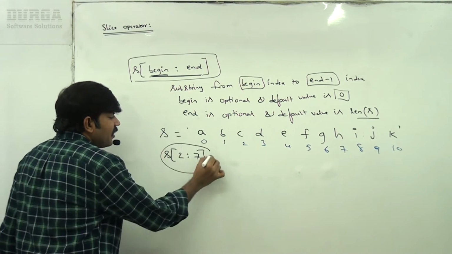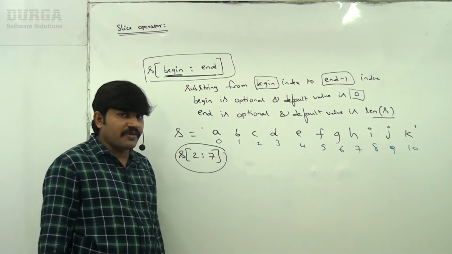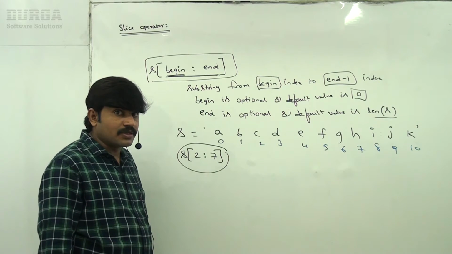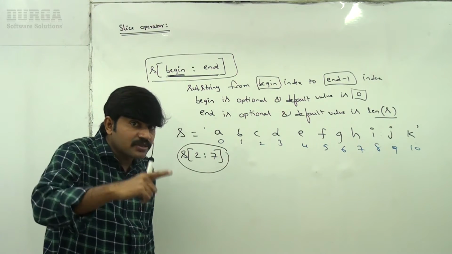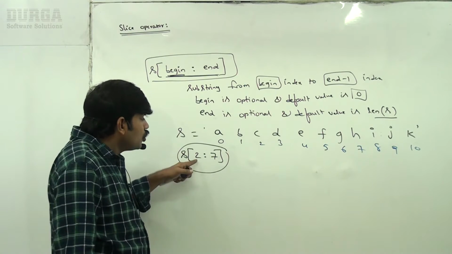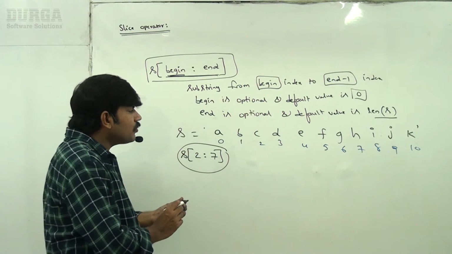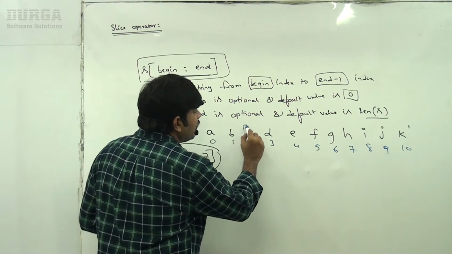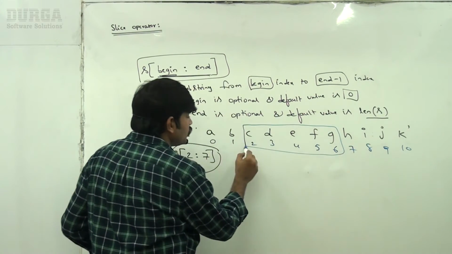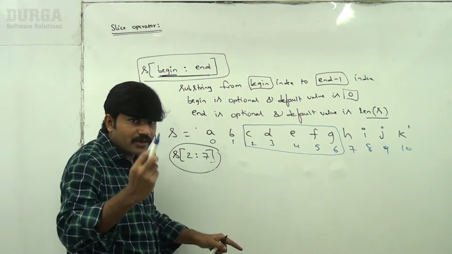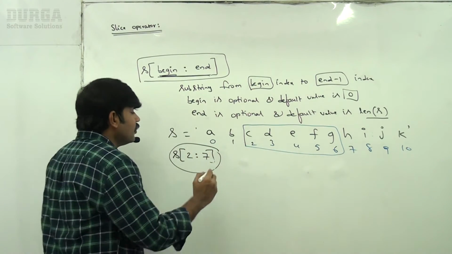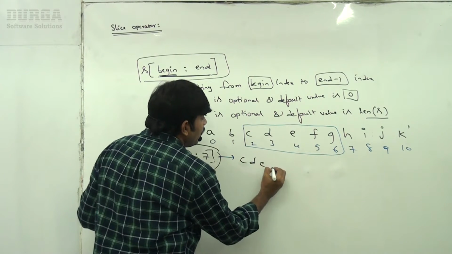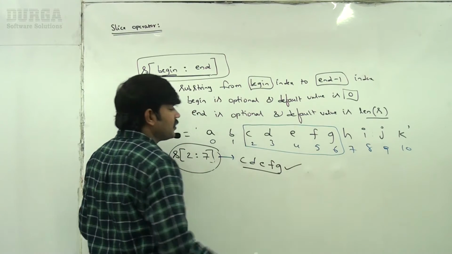Can you please tell me, s of 2 to 7 means what value are we going to get? Please confirm. s of 2 to 7 means what? From begin index to n minus 1 index. 2 to 6 we have to get. 2 to 6 means, do you know? 2 to 6 means, sir, C until G. So this slice, this part, we are going to get. So what answer will we get, sir? C, D, E, F, G. This is the answer we are going to get.